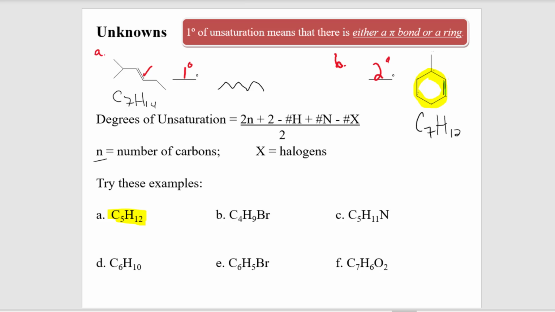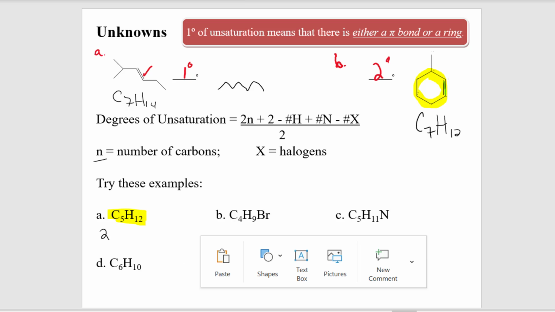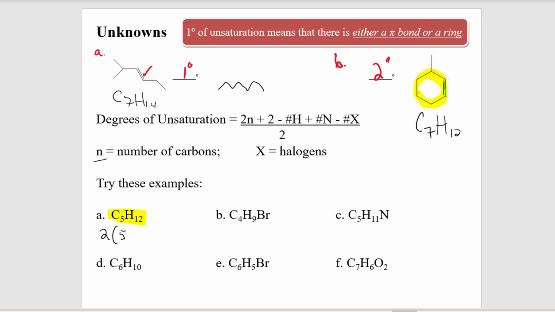So let's try that out. 2 times the number of carbons is 5 for this molecule, plus 2, minus the number of hydrogens, well, that's 12. I don't have any nitrogens or halogens, so I'm done. So 2 times 5 is 10, plus 2 is 12. 12 minus 12 equals 0. Divided by 2 is 0. 0 degrees. That means that C5H12 is saturated and there are no double bonds or rings in that structure.